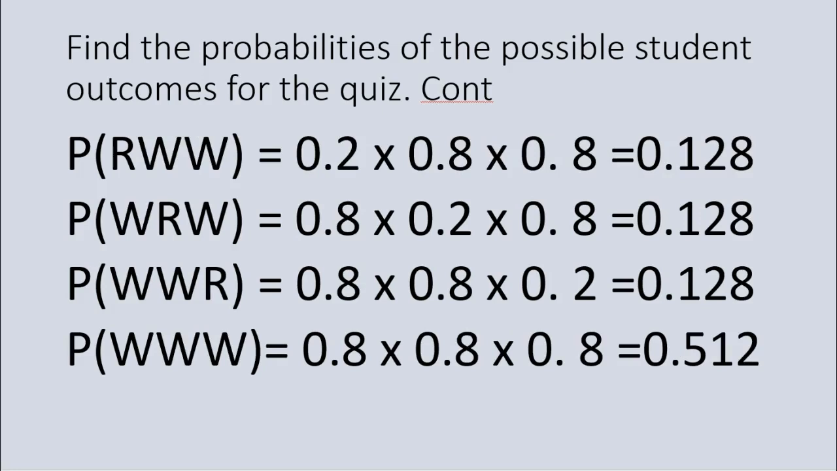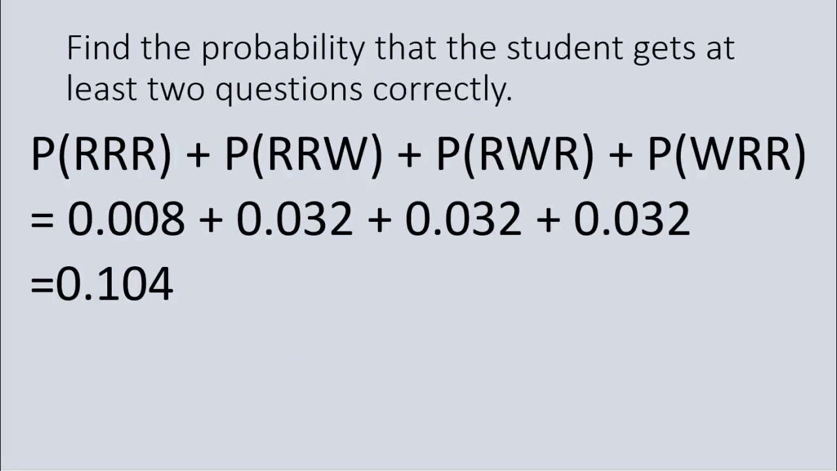Continuing, here are the rest of the outcomes and their corresponding probabilities. Next, we'd like to find the probability that the student gets at least 2 questions correct. Notice that each of these 4 outcomes represents that at least 2 of the questions are correct, so we can add up those probabilities to find an overall probability of approximately 10.4%.